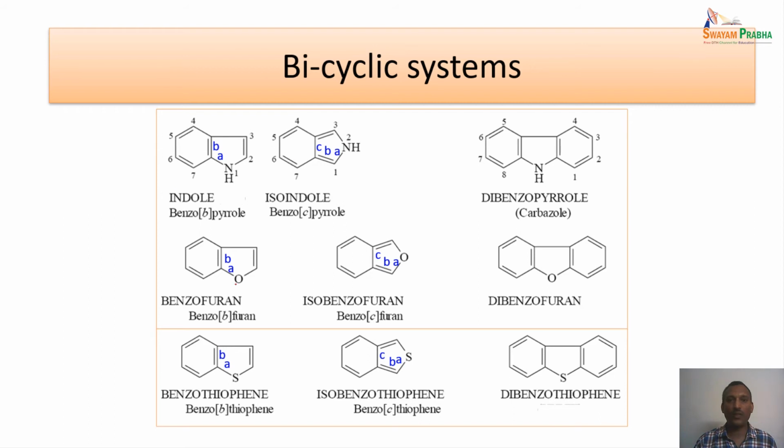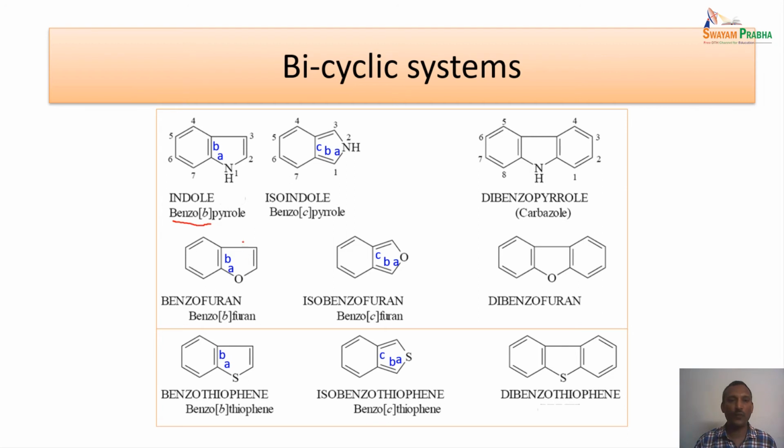Here are a few other examples of nomenclature for bicyclic systems. This compound, indole, is basically benzo-b-pyrrole, because the b face of the pyrrole is attached to the benzene ring. In this case, the c face is attached to the benzene. So this is isoindole, or benzo-c-pyrrole. And when we take this compound, there are 2 benzo units, that is carbocyclic units, attached to the pyrrole unit. So this is nothing but dibenzopyrrole. Another common name for this compound is carbazole.